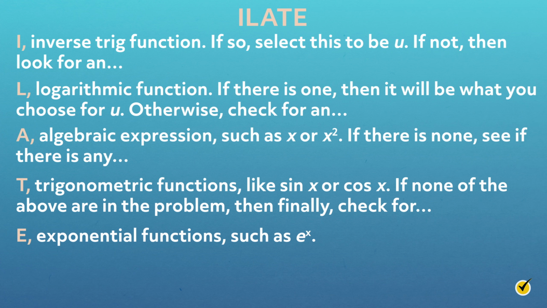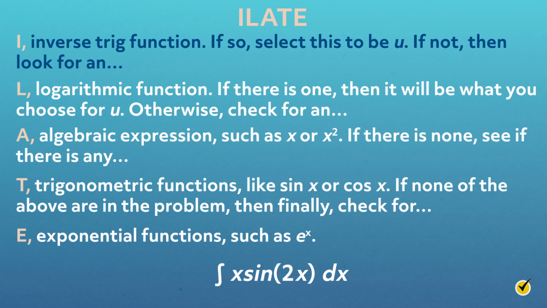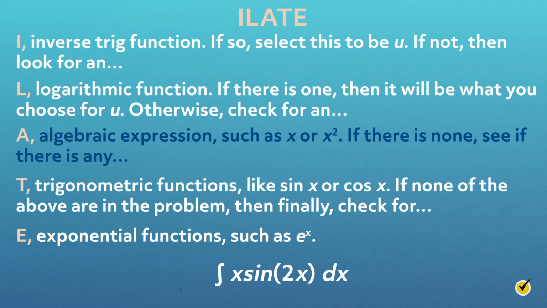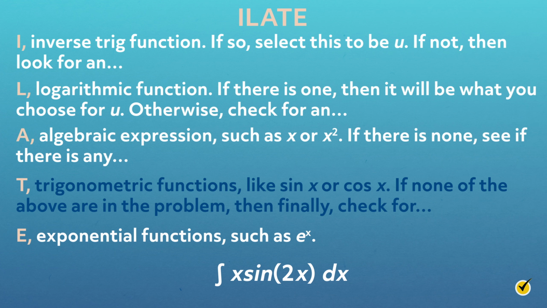Let's look back to our problem from earlier one more time to apply ILATE. The integral of x sine of 2x dx. First, are there any I, inverse trig functions? No, there are not. Next is L. Are there any log functions present? Again, no. Are there any A, algebraic expressions? Yes. By using ILATE, we see that x is the best choice for our u, because it is an algebraic expression. Notice that the sine function is a T, trig function, but we don't choose that to be u because the T comes after A in ILATE.